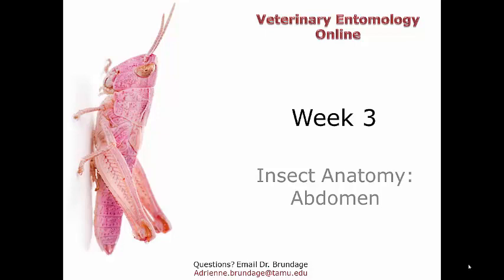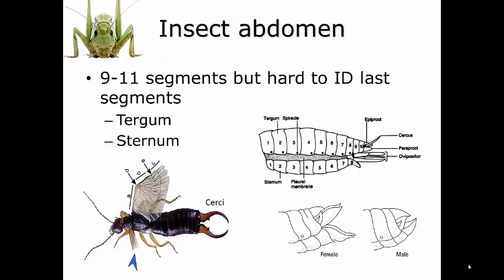Okay, we are going to finish up our discussion of external insect anatomy by looking at that last body segment, the abdomen. So this is going to be a very, very quick overview of the external surface of the abdomen. Okay, so let's start with sort of the very basics.